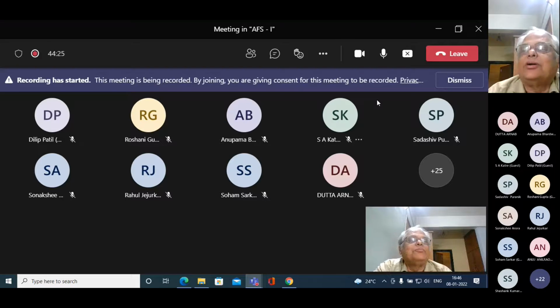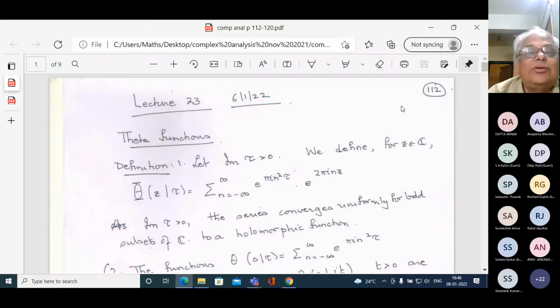Okay, let's start. So what did I want to do? I wanted to minimize this. You can see this is where we were last time. You can see this page 112, no? Theta functions. Yes? Okay, so the first half of it I had done last time. So let me go very quickly through that.